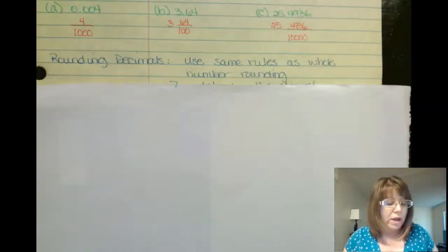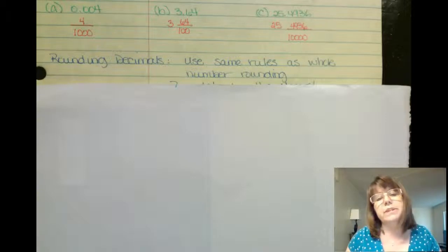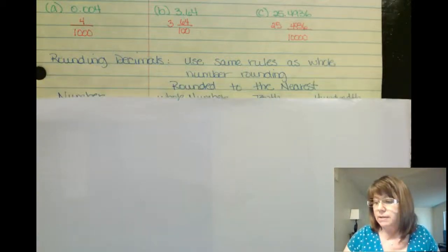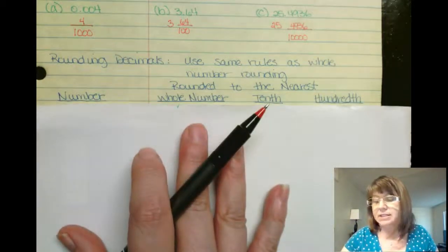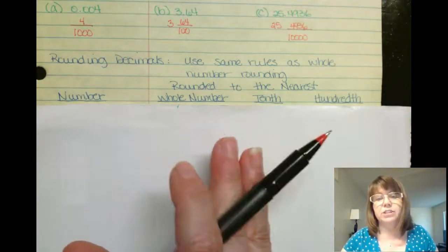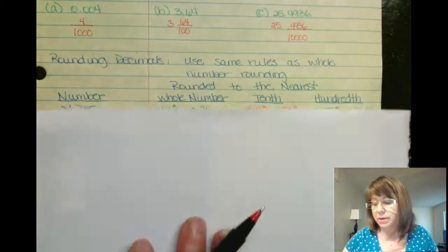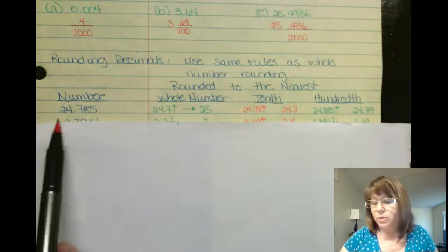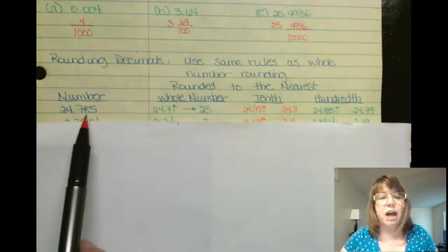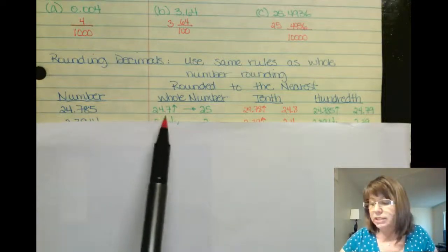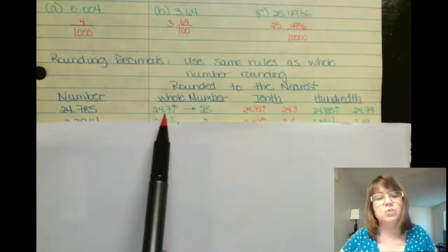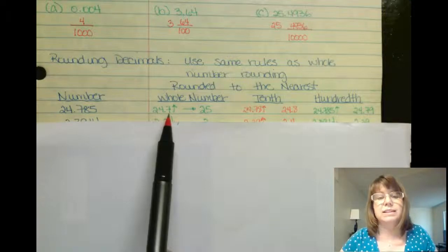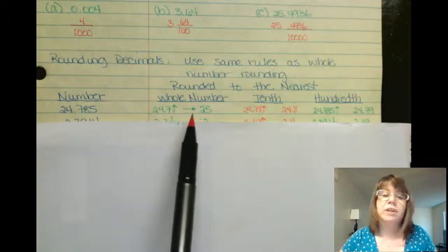So let's try rounding decimals. We're going to use the same rules as we do with whole numbers. So let's round to the nearest whole number, tenth, and hundredth for each number. So for the first number, 24.785, we're only going to need to look at the position right next to the decimal. We look at the 7, it's greater than 5, so we round up to 25.